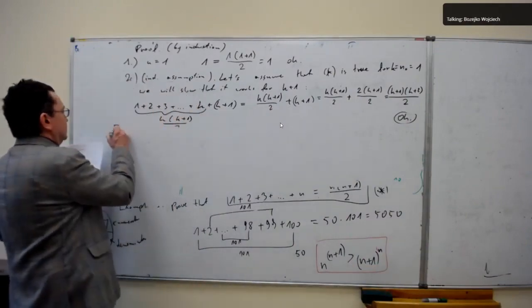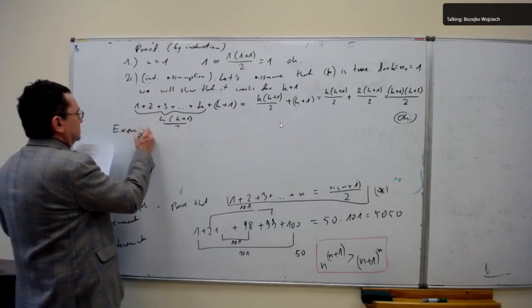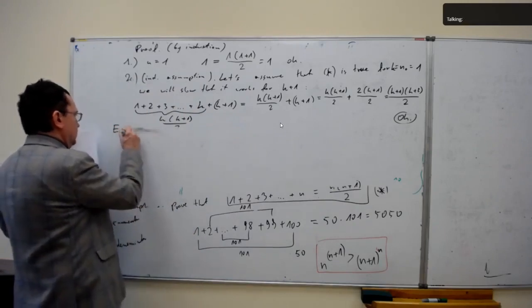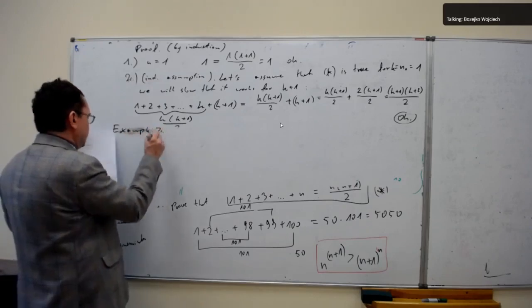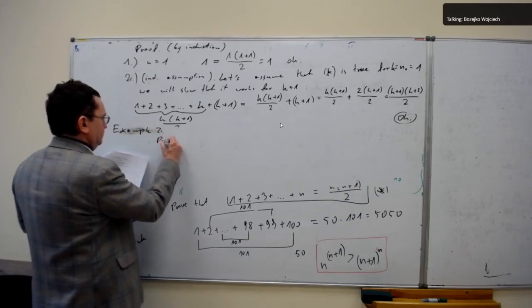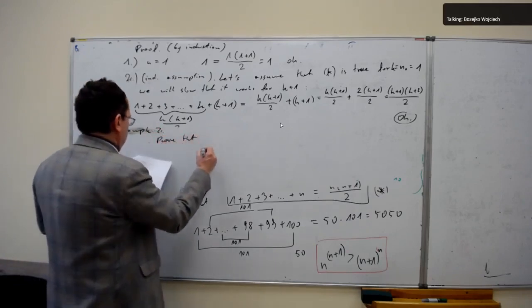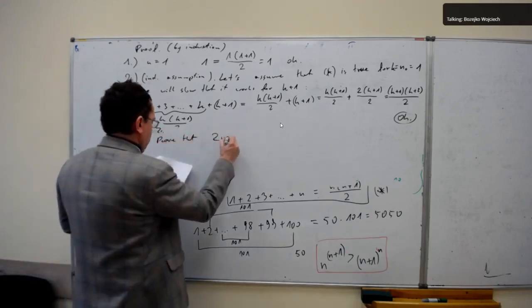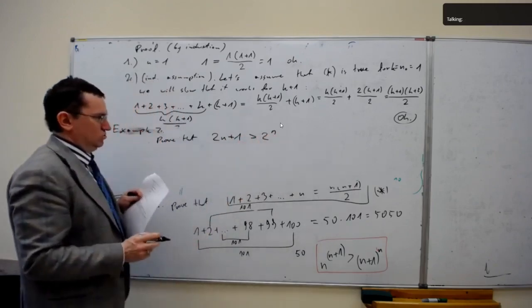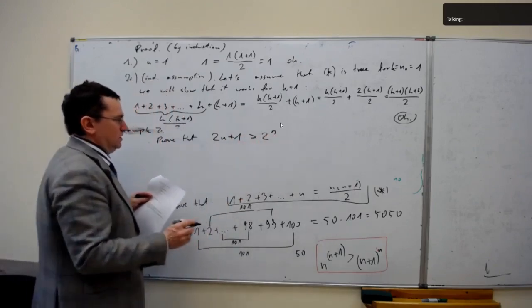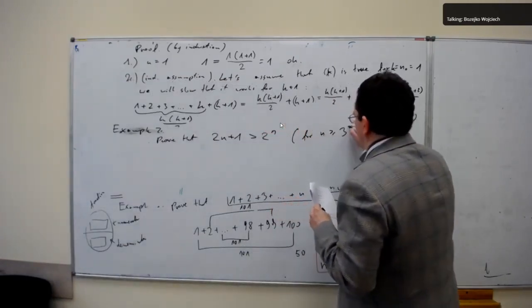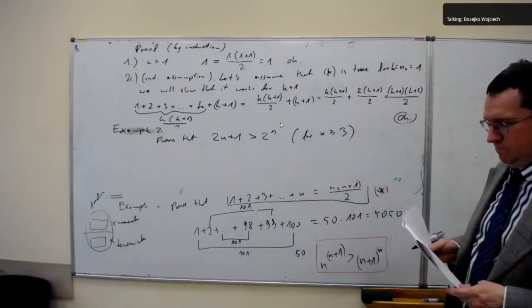So example the second: prove that 2n plus 1 is smaller than 2 to the power of n for n equal to or greater than 3.